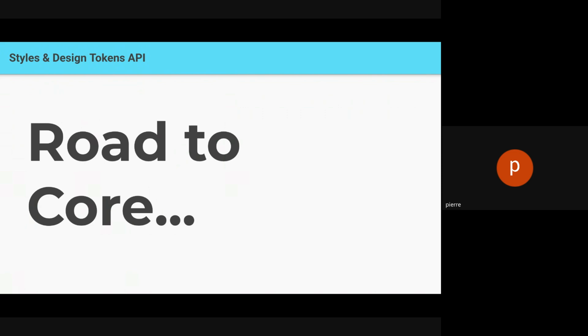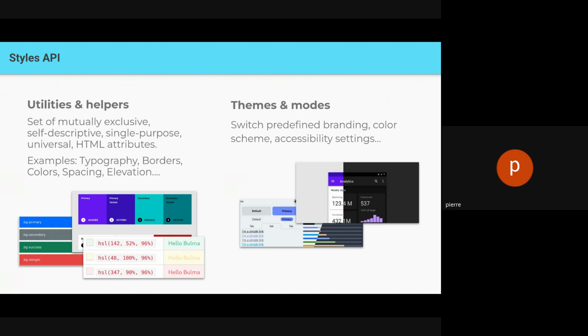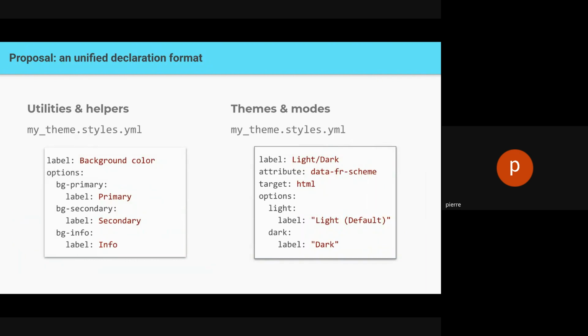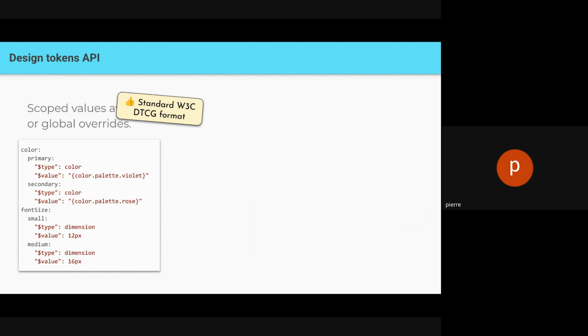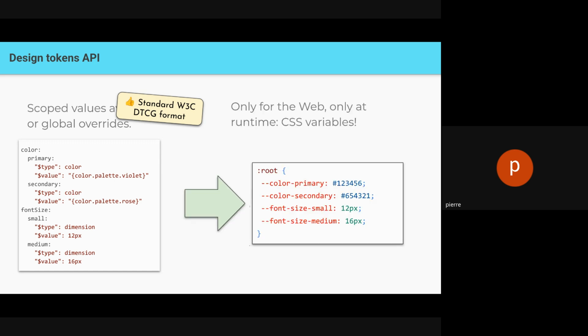We are very focused on moving the API to core. So there are two APIs, utilities and helpers, and Style API for utilities, helpers, theme, and mode. It will be the same declaration format, but it will be used in two different places in Drupal APIs. And for design tokens, we will adopt the W3C Design Tokens Community Group format in order to be able to print CSS variables at runtime.